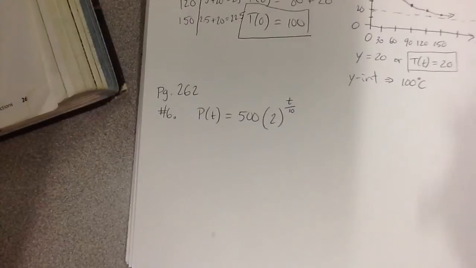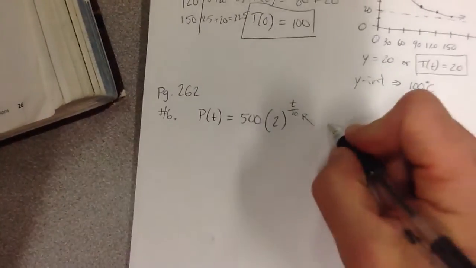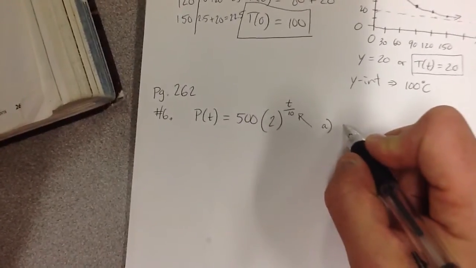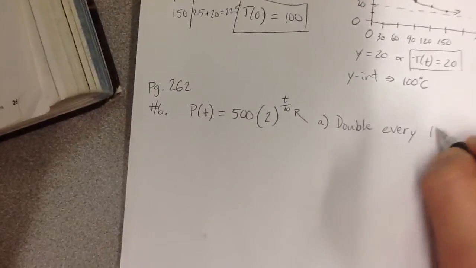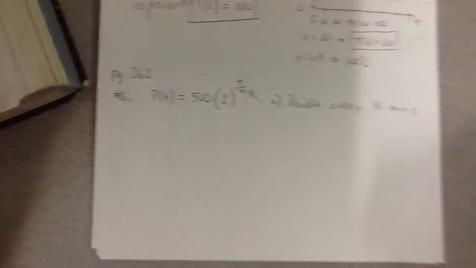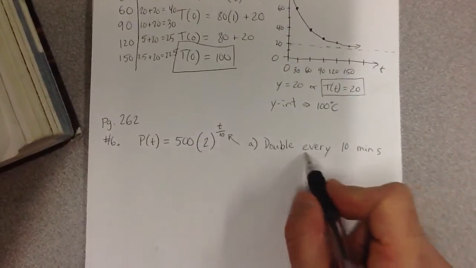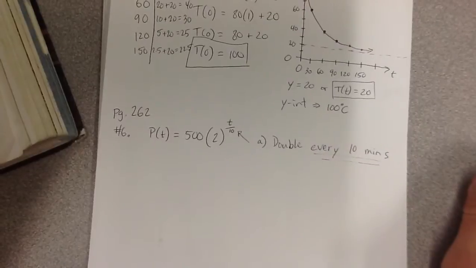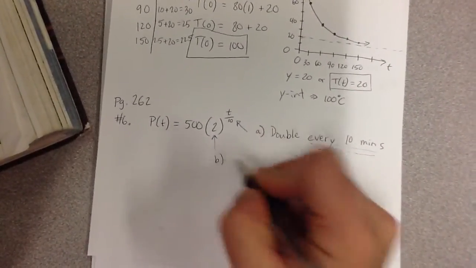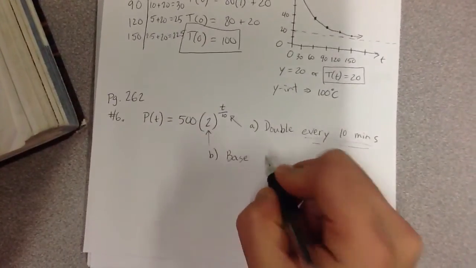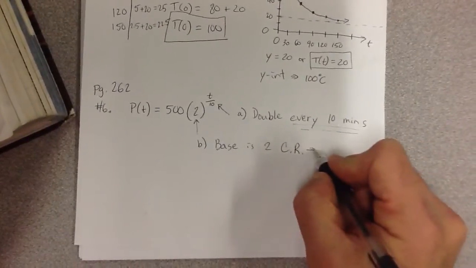It says, why is the exponent T over 10? Well, the exponent is T over 10 for question A because this doubles every 10 minutes. So something is happening every 10 minutes. That is why it's over 10. It's not happening every hour. It's happening every 10 minutes. Okay? Then, question B. Why is the base 2? So why is the base 2? The base is 2 because it is also the common ratio, doubling.